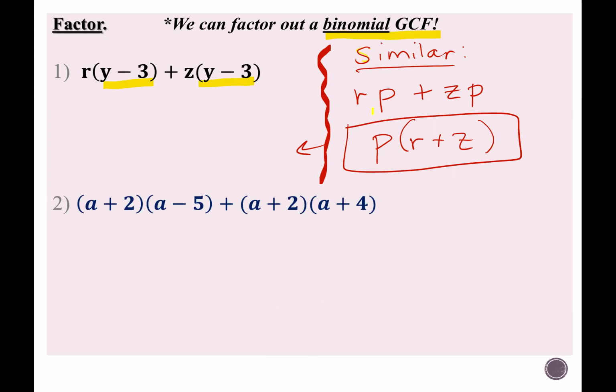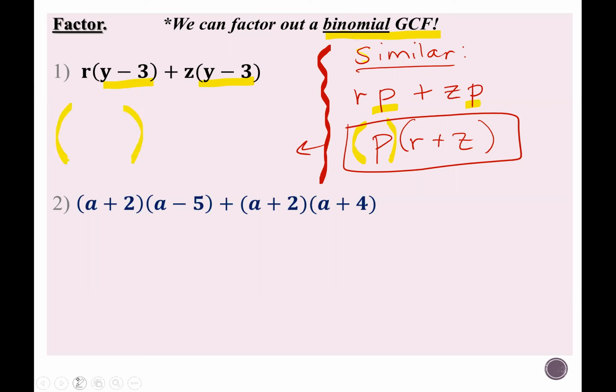Okay, so that's really what we're going to be doing. And again, instead of P, it's something in parentheses. So instead of one single variable, it's an expression. So starting now, a lot of times our final answers will have not just one set of parentheses, but actually 2 sets of parentheses, because one of them is the GCF.